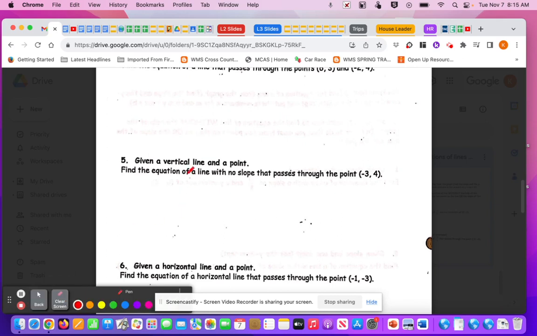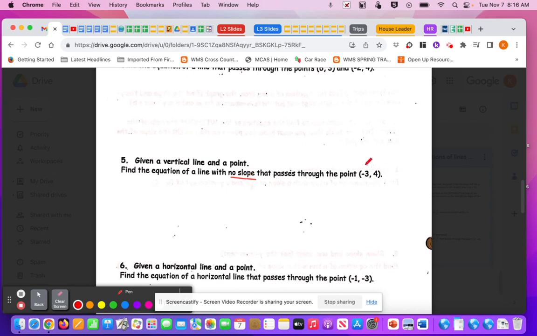So number 5, we're looking at a vertical line and a point. Your job is to find the equation of a line with no slope. That's something important, no slope, and it passes through the point -3 comma 4. Now, we've talked a little bit about this in class where we said, how in the world can you write something in slope-intercept form if it has no slope? So that should be a giveaway that we're talking about a vertical line here. All right, so no slope means a slope which is undefined, which means vertical line.